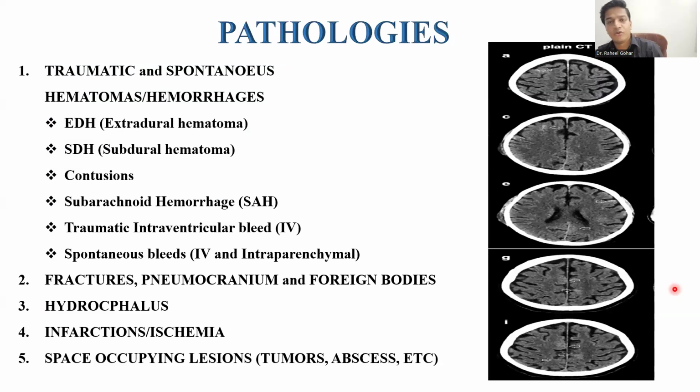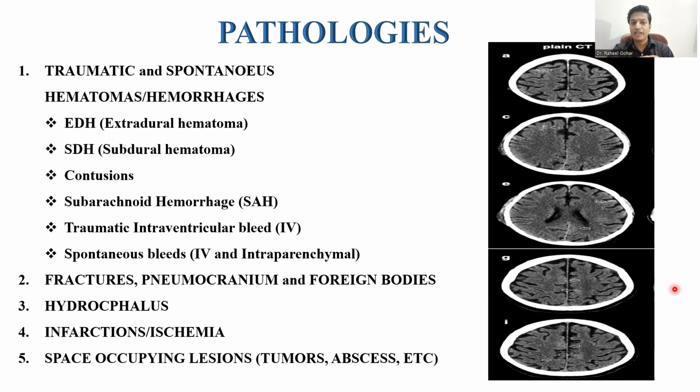Now moving forward, all those pathologies which we are going to discuss. We are going to identify different traumatic hematomas like the extradural hematoma, you must have heard about it, subdural hematoma, contusions, subarachnoid hemorrhages, traumatic or spontaneous intraventricular bleeds, and intraparenchymal bleeds, fractures, pneumocranium, foreign bodies, hydrocephalus, how to identify hydrocephalus in CT scan brain plain, and how to identify different infarctions, ischemia, and different space occupying lesions like tumors, abscess, etc.